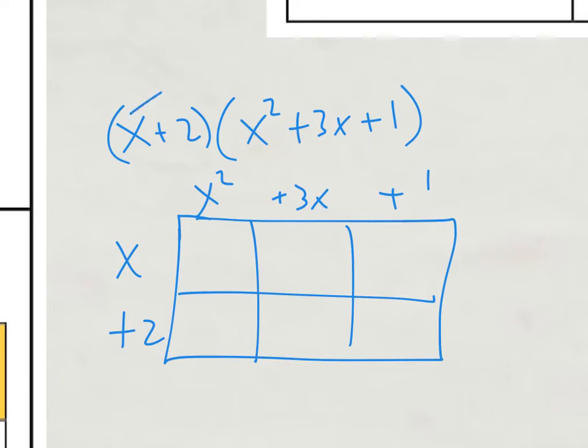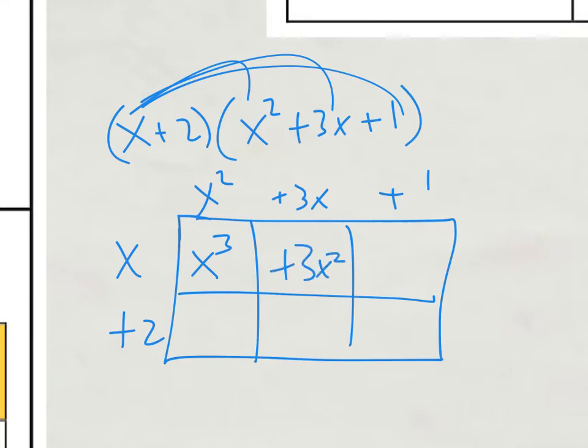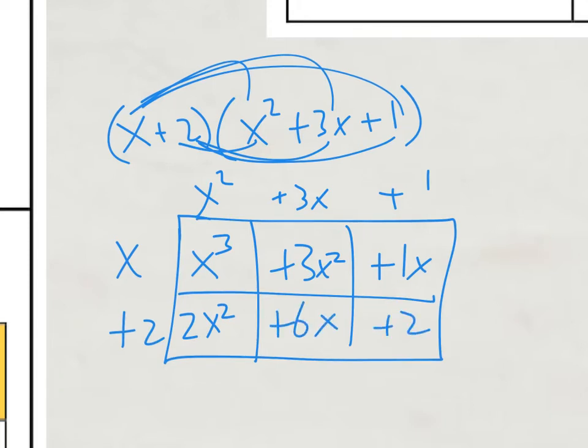Okay, and we're going to multiply the x times each of these. That gives us x to the third, 3x squared plus 1x. We're going to multiply the 2 times each. 2 times the x squared plus 6x plus 2.